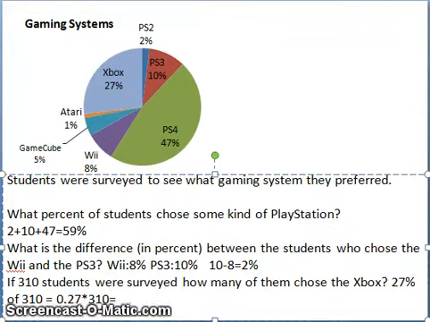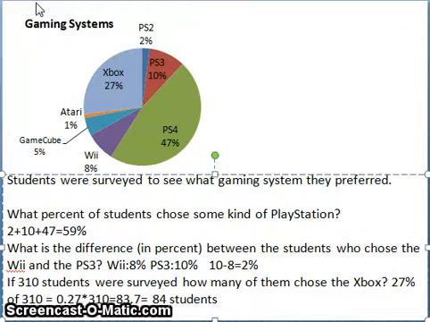And that would be 83.7. Obviously I can't have 0.7 of a person, so I would round that to 84 people. 84 students must have chosen the Xbox if we were surveying 310 students. So we just multiply the percent times the total number of respondents, the total number of people who were surveyed. Okay, so there we go.